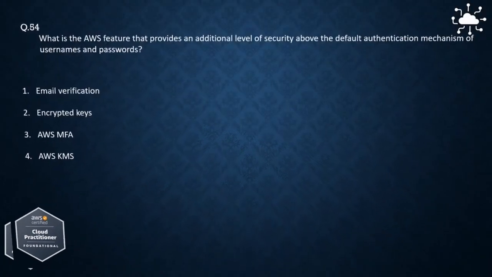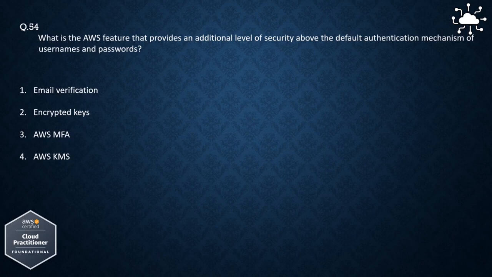Question 54. What is the AWS feature that provides an additional level of security above the default authentication mechanism of usernames and passwords? 1. Email verification. 2. Encrypted keys. 3. AWS MFA. 4. AWS KMS. The correct answer is AWS MFA.